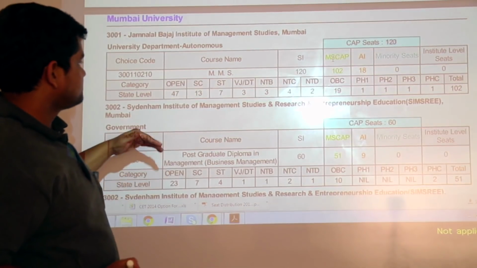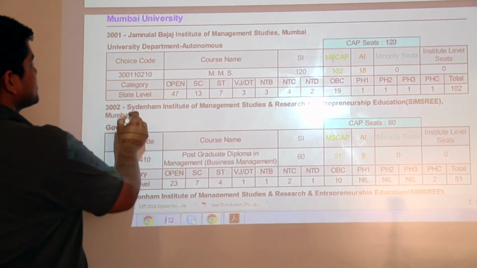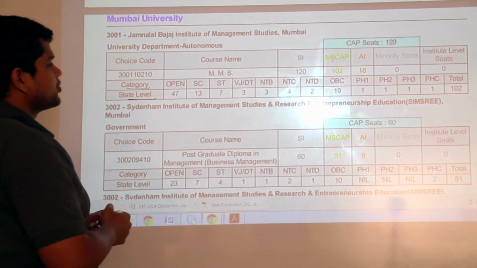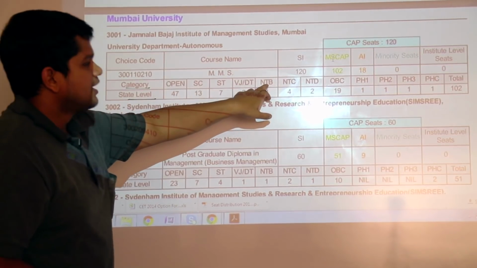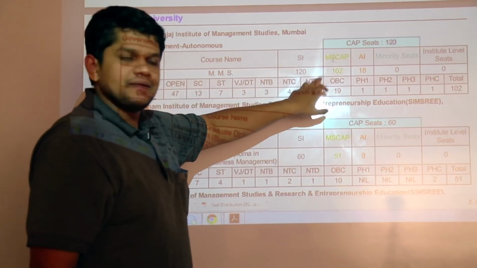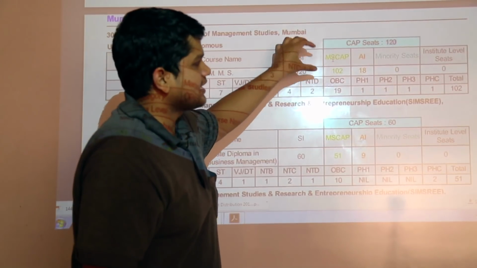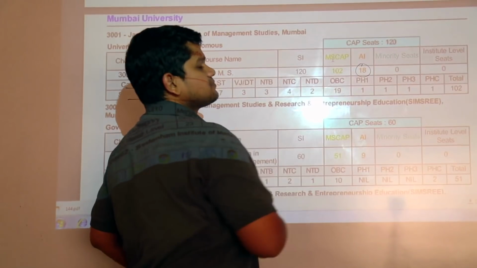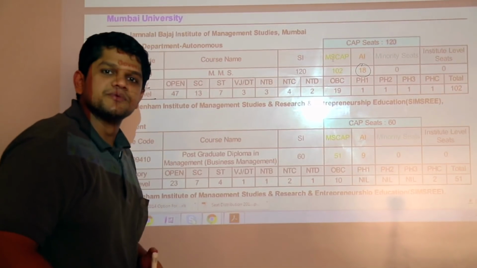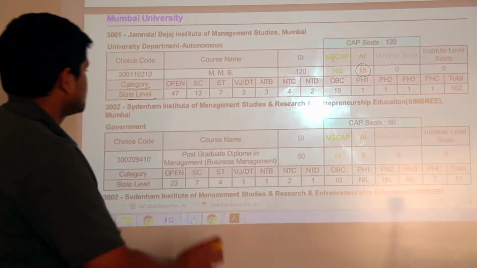Now when you look at the seats, this is a category and this is a state level seat. So you have categories like your open category, SC, ST, VJ, NTC, NTD, NT. Fine. Then you will have your OBC categories. Total number of 102 seats and 18 seats for all India students. That's how the seat distribution is for JB analysts.